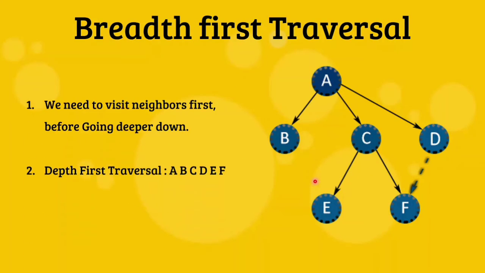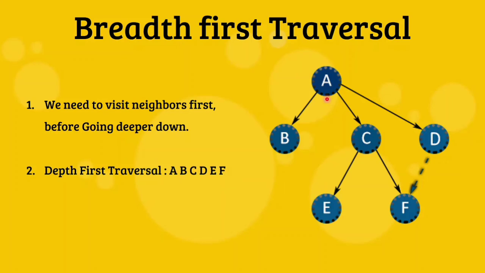Now the breadth first search. Here, in breadth first search, we need to visit neighbors first before going deeper down. So here we will start with A. Then we will go to its first neighbor, that is B. We will not check further down. We will come back to A. Then we will go to C, but we will not go deep. We will come back to A. Then we will check for further neighbors. So we have D. At that time, we will not go deeper. We will again come back to A and check for any other neighbor, but no neighbor exists.